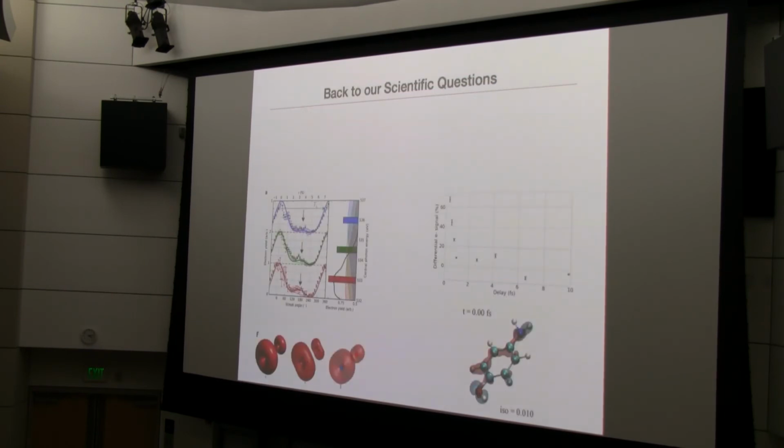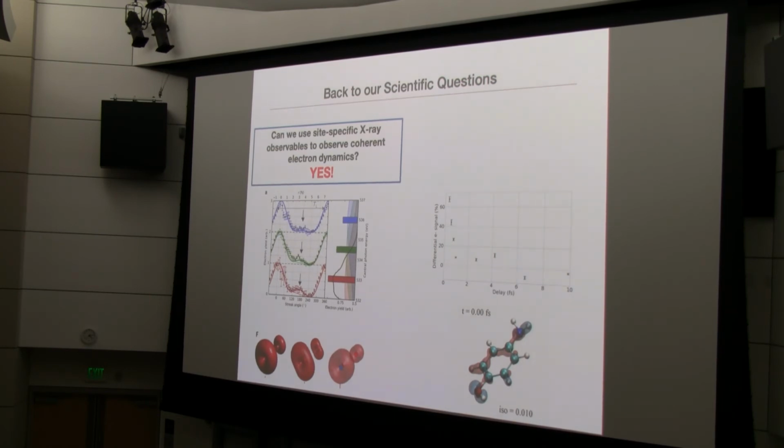So back to our scientific questions, right? We asked ourselves, can we use site-specific X-ray observables to observe coherent electron dynamics? The answer is yes, right? I've shown you two examples where we can make use of this large coherent bandwidth we're creating to induce and measure coherent electron dynamics.